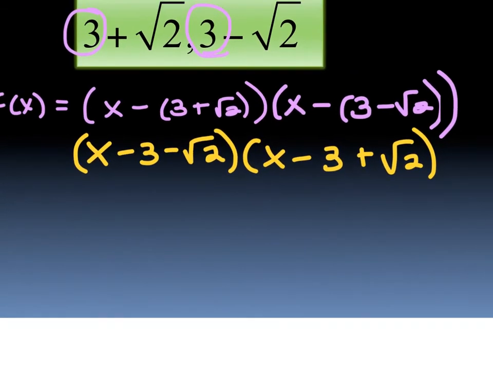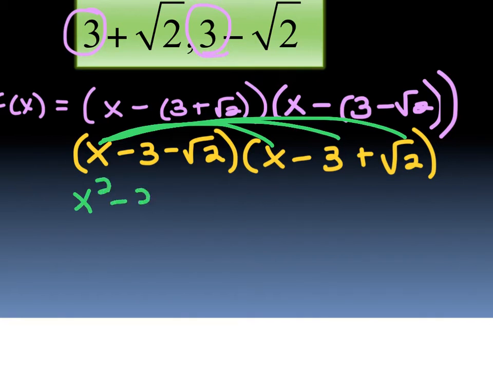And then I'm going to FOIL them out. So I start with x, getting multiplied by all 3. I get x squared minus 3x plus x times root 2, or root 2 times x. The order there doesn't matter. Just make sure the x doesn't go underneath the root.